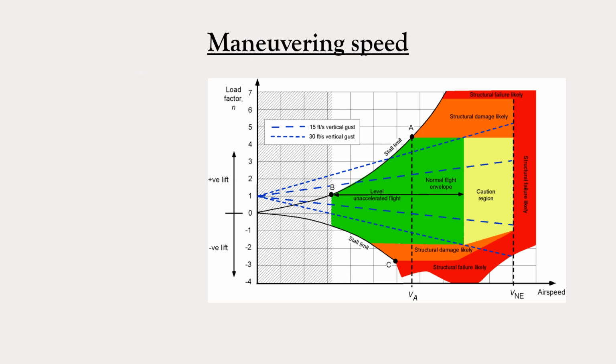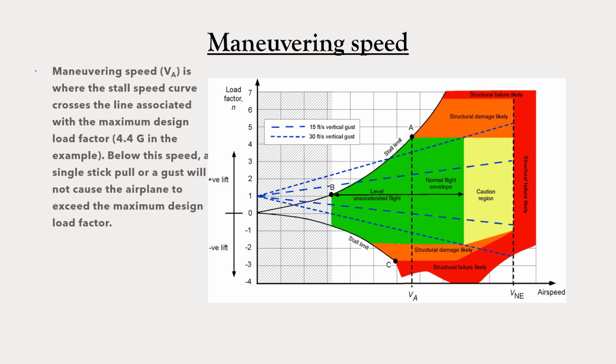Aircraft are certified based on a maximum load factor, both positive and negative, for the structure. In this case, the aircraft is certified at 4.4 positive Gs and negative 1.8 Gs. On the load factor versus speed chart, these levels are indicated as the boundary between the green area and the orange area. The maneuvering speed is the intersection of the stall speed line and the G limit line.